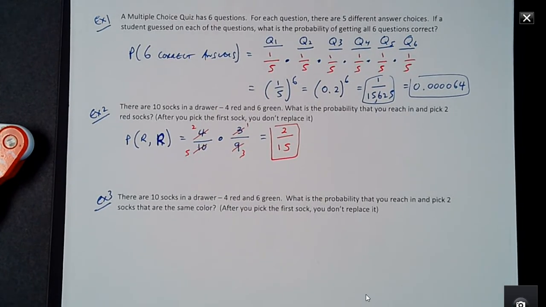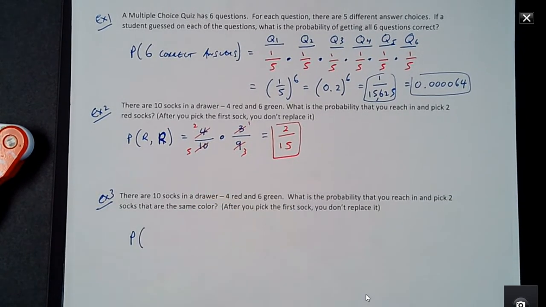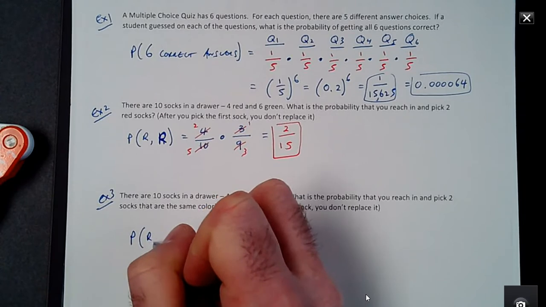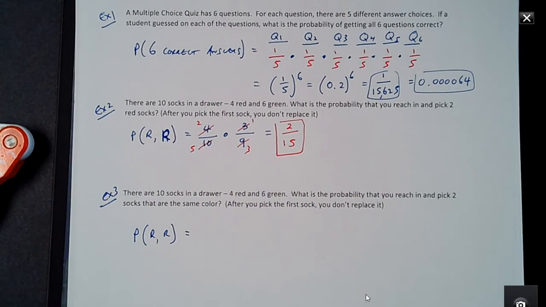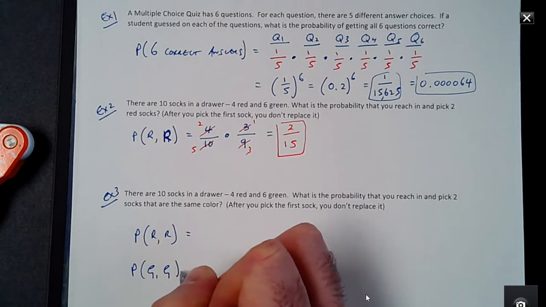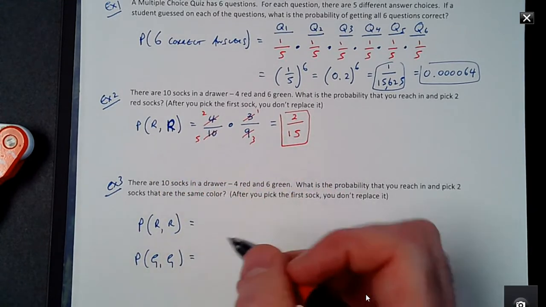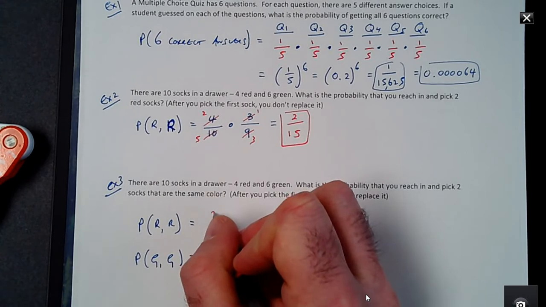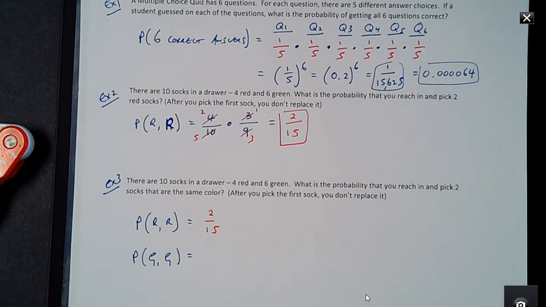Well, you have to look at all the different possibilities here. So essentially, you want to find the probability that you pick a red sock and then a red sock. Those will be the same color. But then you could also pick a green sock followed by a green sock. Those would also be the same color. Now we know from before, from the question up here, that the probability of picking 2 red socks is 2 out of 15.